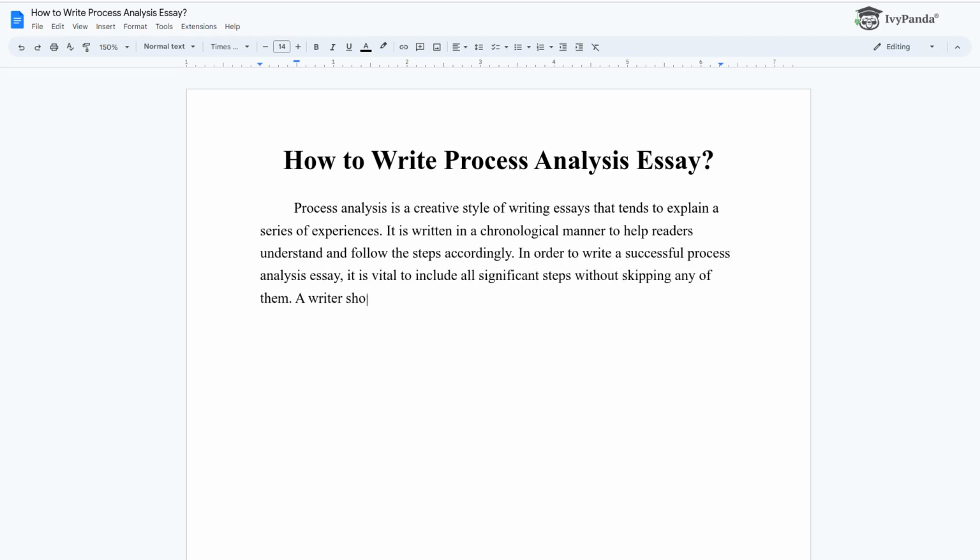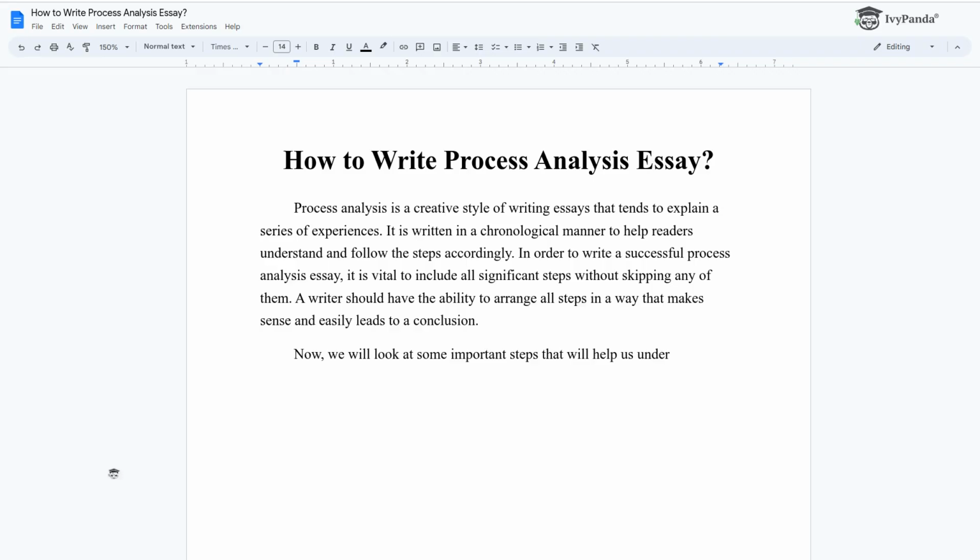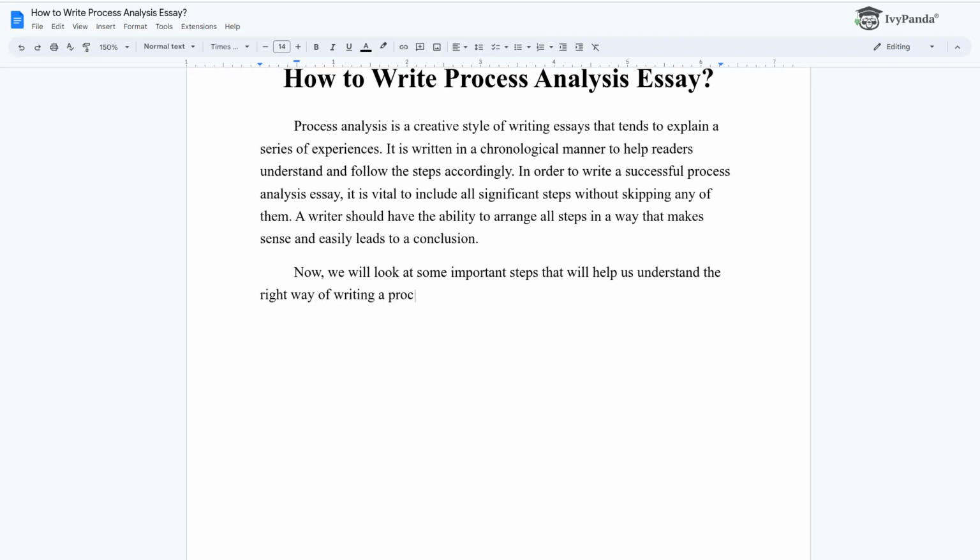A writer should have the ability to arrange all steps in a way that makes sense and easily leads to a conclusion. Now, we will look at some important steps that will help us understand the right way of writing a process analysis essay.